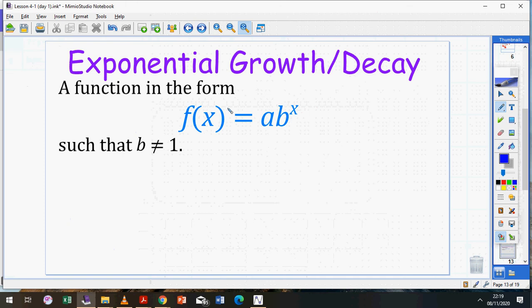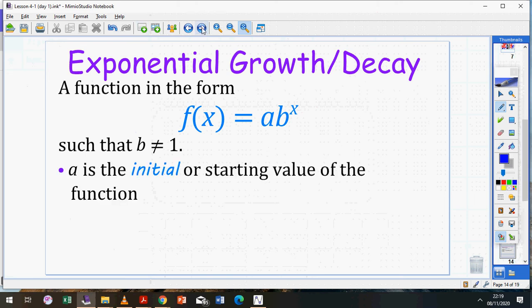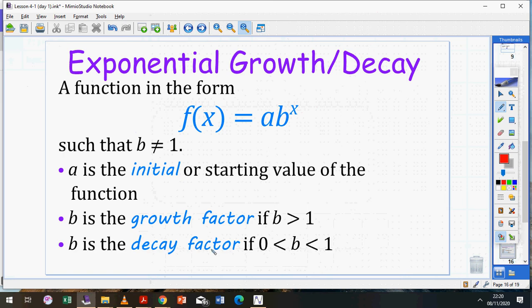All right, let's talk about exponential growth or decay. This is again review of what we did in 9th grade, and we'll add on to that. So remember, the function can be of this form. B cannot be equal to 1, because if it's 1, then it's a linear function. A is the initial value or the starting point. And B is called the growth factor if B is bigger than 1. If B is less than 1, if B is between 0 and 1, then it's a decay factor.